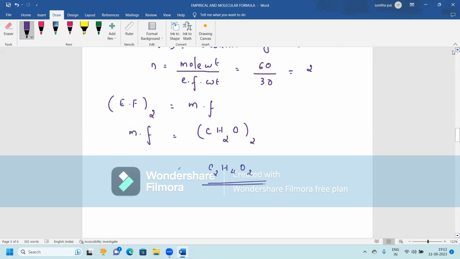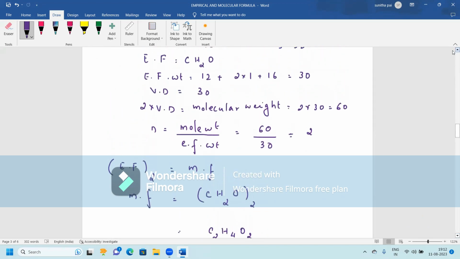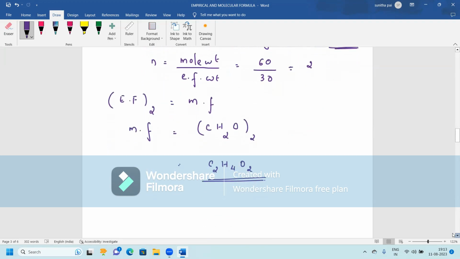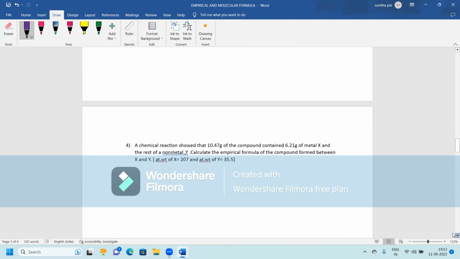So have a look at the entire solution once again. We calculated the empirical formula. We used vapor density to calculate the molecular weight. We calculated the empirical formula weight. The empirical formula weight is used to calculate the N value, that is molecular weight by empirical formula weight. And then using the relation, empirical formula N times gives you the molecular formula. The molecular formula is also calculated.